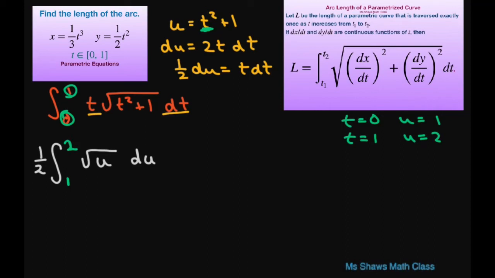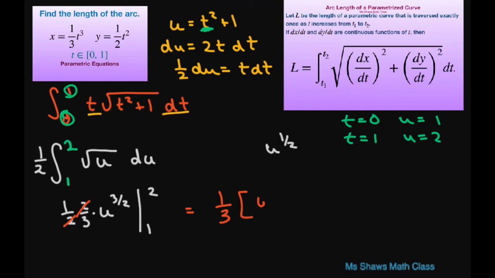So now when you integrate this, you're going to get 1/2 times, and u to the 1/2 power is going to end up being u to the power of 3/2 times 2/3. Or divide by 3/2, the same as multiplying by 2/3. And then we're evaluating this from 1 to 2. All right, this just equals 1/3. So we get 1/3 times u, and u is going to be 2, and that's going to be the square root of 2 cubed minus the square root of 1 cubed.